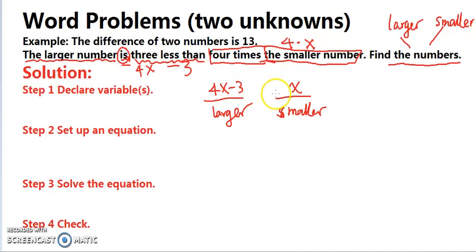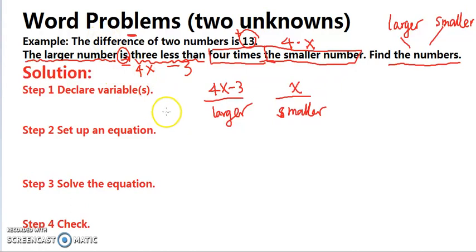Now we have a description in terms of the variable for both unknowns. We're ready to set up the equation. For the equation, you will have to use the other sentence, the first sentence: the difference of two numbers is 13. We know difference means subtraction, and two numbers means the larger and the smaller. It could be the larger minus the smaller or the smaller minus the larger. Well, notice that after we subtract them, we get 13, a positive number. So you have to subtract the smaller from the larger. That will give us the difference.